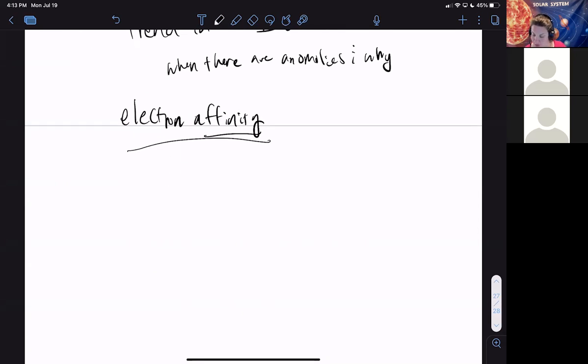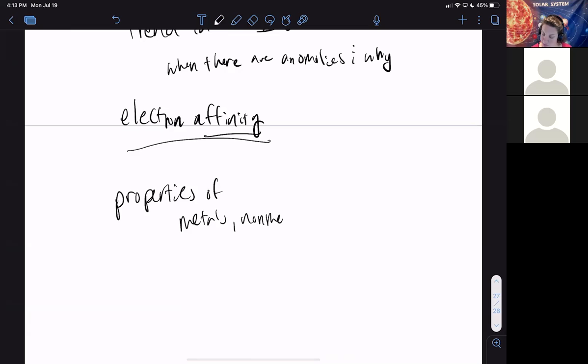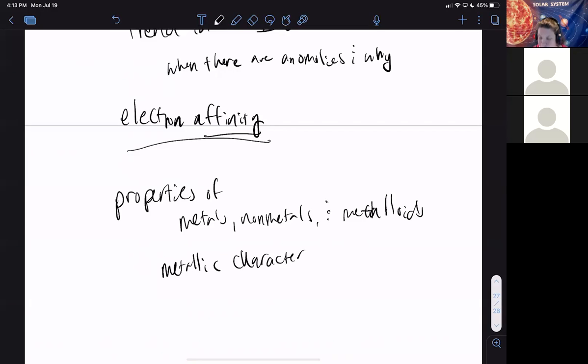You should also know properties of metals, nonmetals, and metalloids. You should be able to give me properties of these. So the idea of metallic character: you should be able to define metallic character and give the trend. And again, relate it all back to our Z effective.